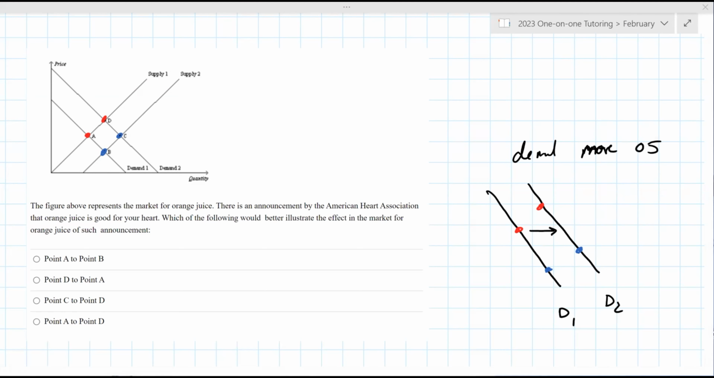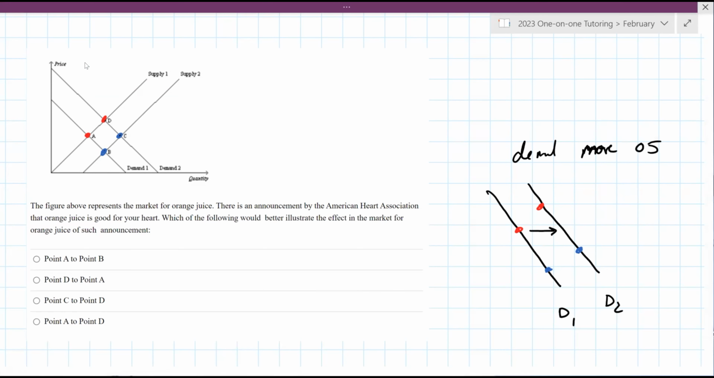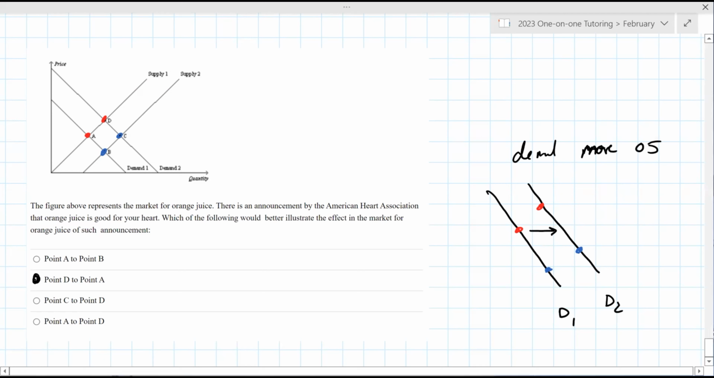So hopefully you're seeing that it is A to D. I'm sorry, A to D. I know they're both there, but the direction matters. It has to be pushed out.